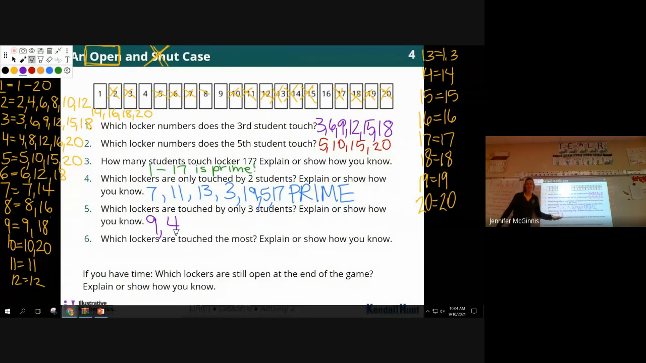Do you notice any similarities in these two numbers with their factors? They're composite. They are composite. How do you make a factor rainbow of 9? How do you make a factor rainbow of 4? They both just have two.